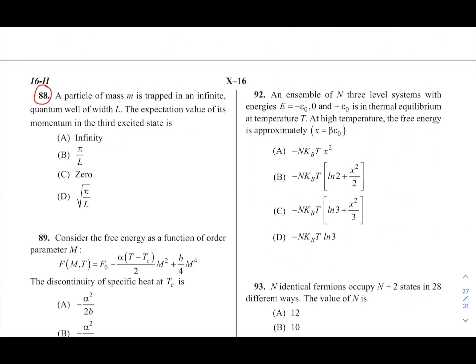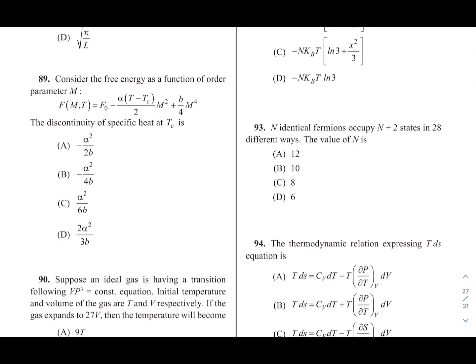Problem 88. A particle of mass m is trapped in an infinite quantum well of width L. The expectation value of its momentum in the third excited state is. The particle is going nowhere, so the expectation value of momentum for a particle in a box is always 0 for any state. So option C is the correct answer.